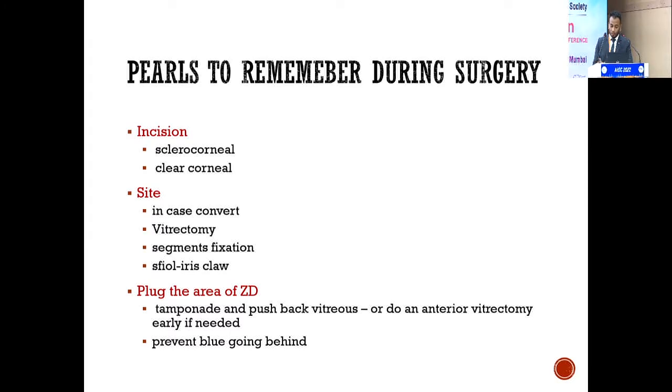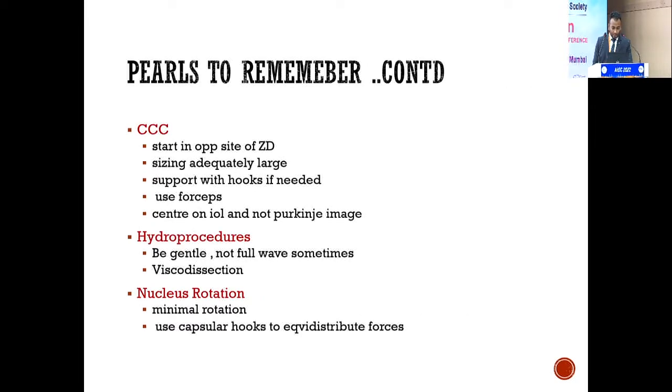In case you need to convert, a vitrectomy is done, SFIL or claw fixation. Plugging the area of zonular dialysis helps to tamponade and push back the vitreous and prevents the trypan blue from going down. It seems a very silly, small step, but it's very important in such cases. A continuous curvilinear capsulorhexis is important. You have to start on the opposite side of the zonular dialysis. Sizing is adequately required. Support with hooks if needed.